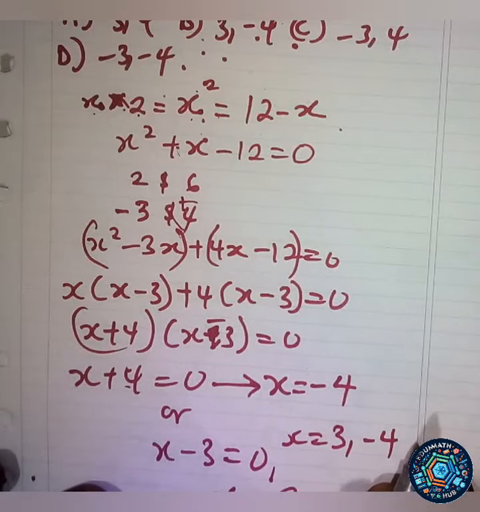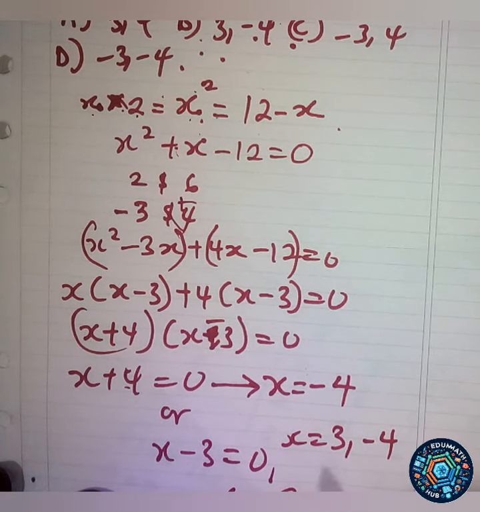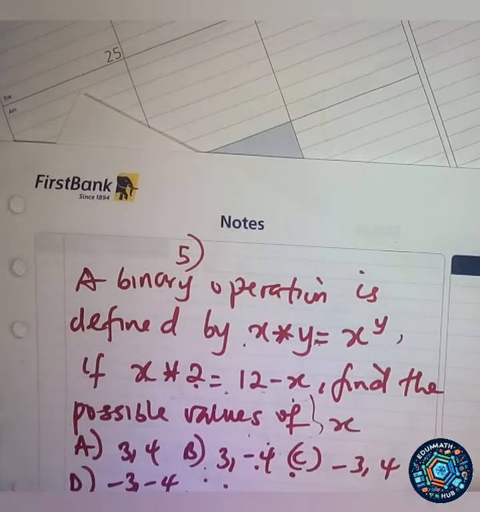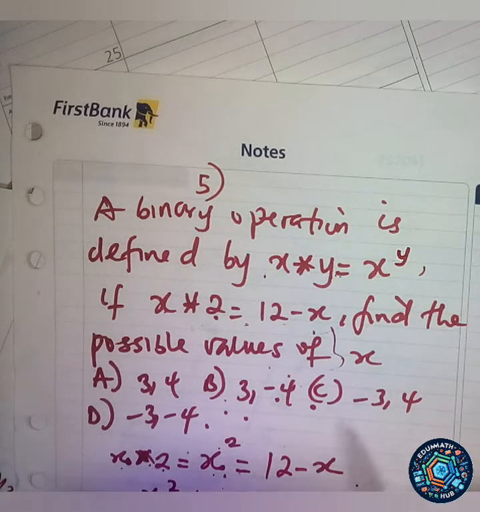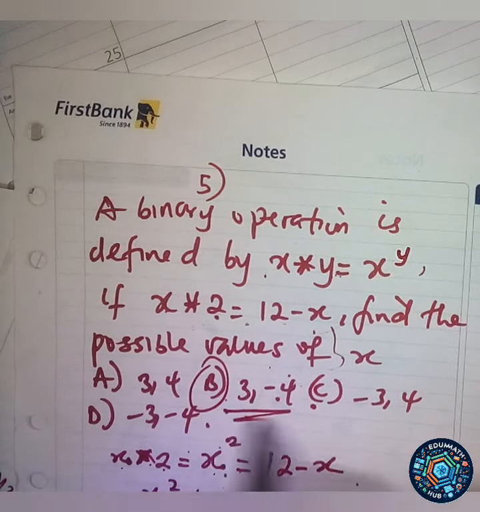So the answers are x equals 3 or minus 4. Then let's go to your options and look for it there. So we have 3 or minus 4. You can see it right here. 3 or minus 4. This is the answer here.